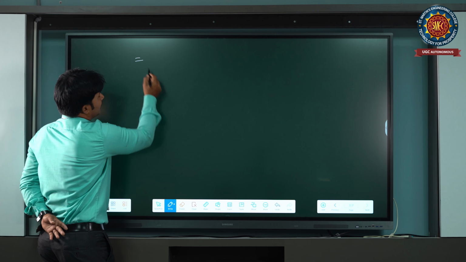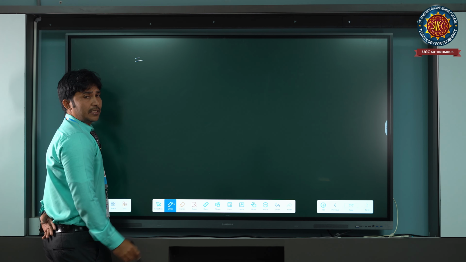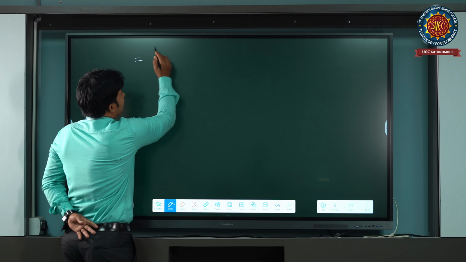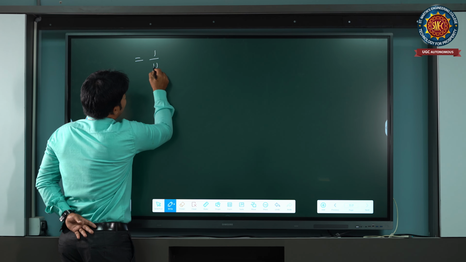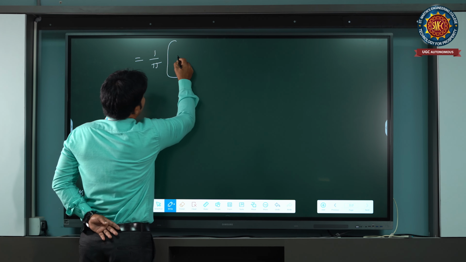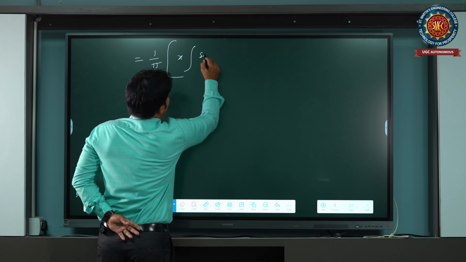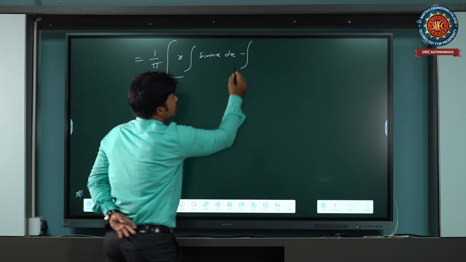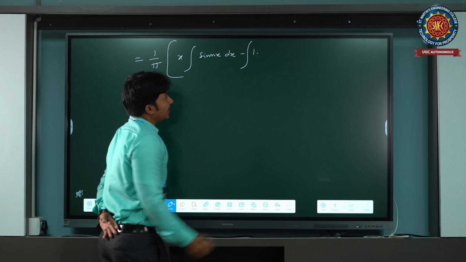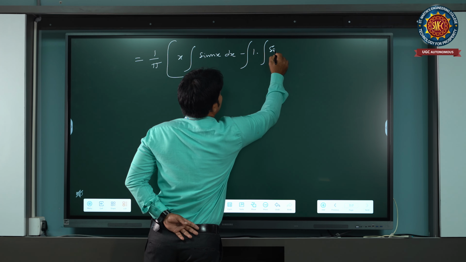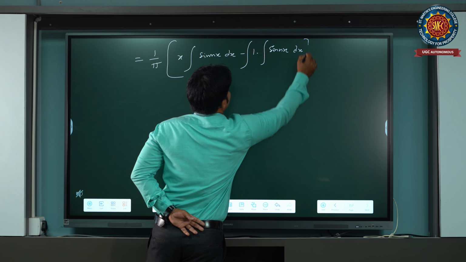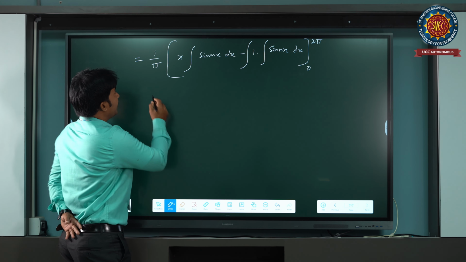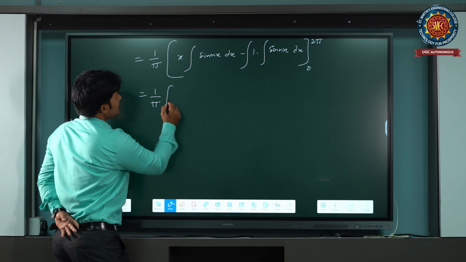We are applying the integration by parts formula again: integral u dv equals u times integral v minus integral u' times integral v. Again 1 by pi, x into integral sin nx dx minus integral of u', the derivative of x, which is 1, and integral sin nx dx, with limits 0 to 2 pi. Equal to 1 by pi x.